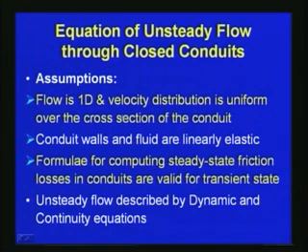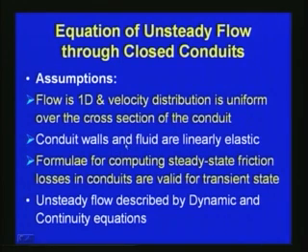Since we are dealing with closed conduits or pipes as far as unsteady flow is considered, we assume that flow is one dimensional and the velocity distribution is uniform over the cross section of the conduit. So the pipe flow we consider as one dimensional flow, and also we consider that the velocity distribution is uniform over the cross section of the conduit.